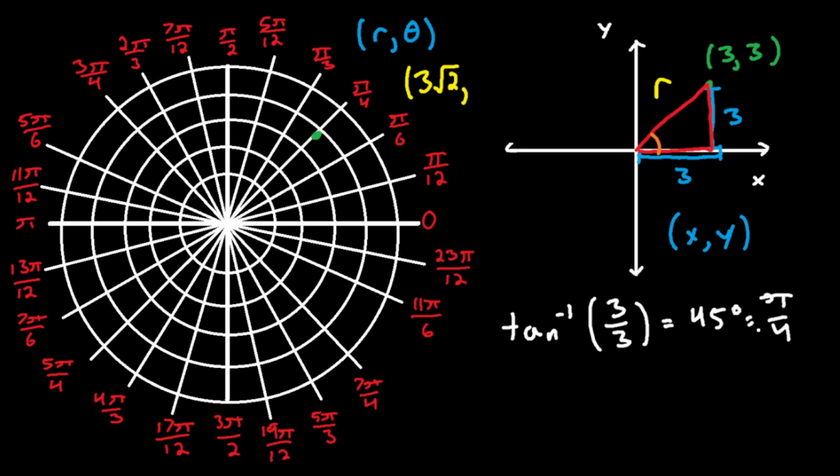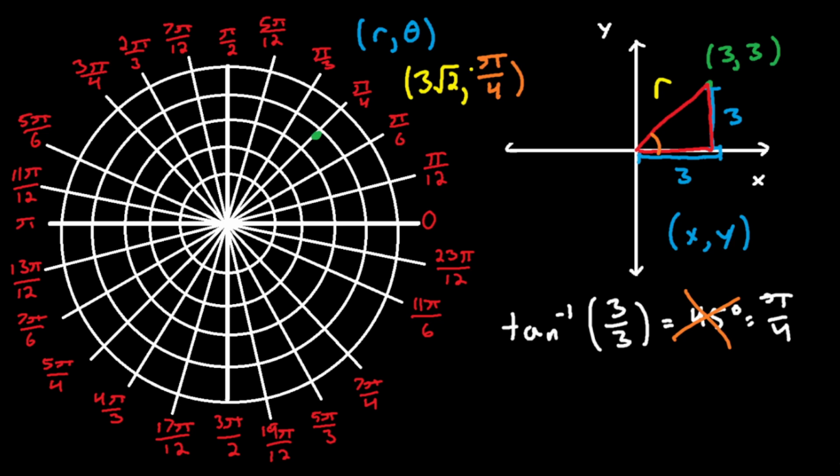Now, here's the thing about this. Actually, let me double check that in my calculator. Yeah, it is 45. You usually represent these polar coordinates in radians. So you want to use radians. You're not going to use degrees. This guy, get that out of here. We're going to use radians. So pi over 4 right here is the theta value for your polar coordinate.